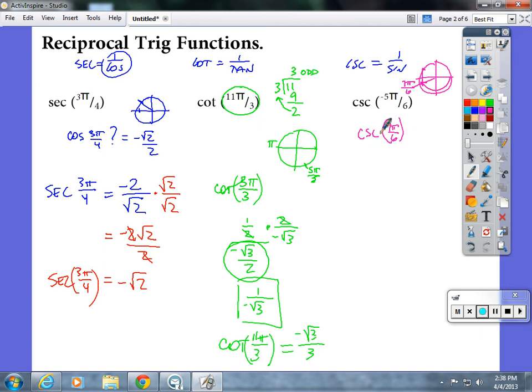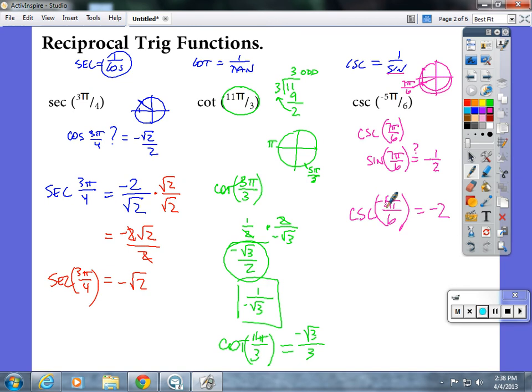But again, cosecant's not really what we're thinking of first. We're thinking of sine. So what is the sine of 7 pi over 6? The sine of 7 pi over 6 is negative 1/2. So the cosecant then would just be the reciprocal of that. That ends up being the easiest of the 3. So the cosecant of negative 5 pi over 6 equals negative 2. That's a negative 5, sorry.